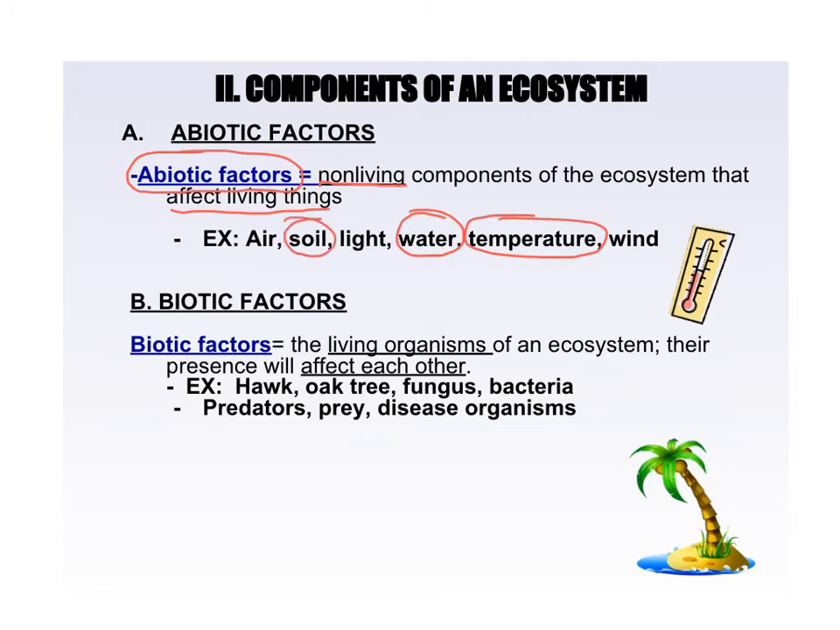Soil. Here in Tulare, we have really good soil, and that's why agriculture, farming is so big here. So soil really affects people because it gives them good land to grow their crops. So that's abiotic factors. You also have biotic factors, and that's the opposite of non-living. These are the living organisms, the living components of an ecosystem, which also affect other living organisms.